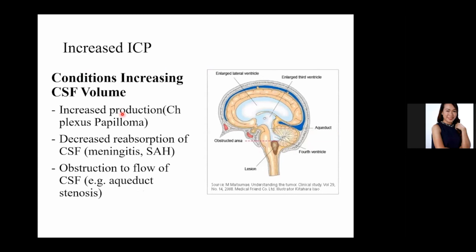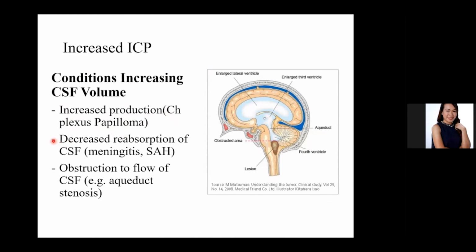Okay, we also have other conditions increasing cerebrospinal fluid volume. For example, if there is increased production. So anong sabi natin kanina? We said the choroid plexus produces 70% of the cerebrospinal fluid. And if there is a papilloma, meaning there is a tumor or a growth in the choroid plexus, then it will produce more cerebrospinal fluid.